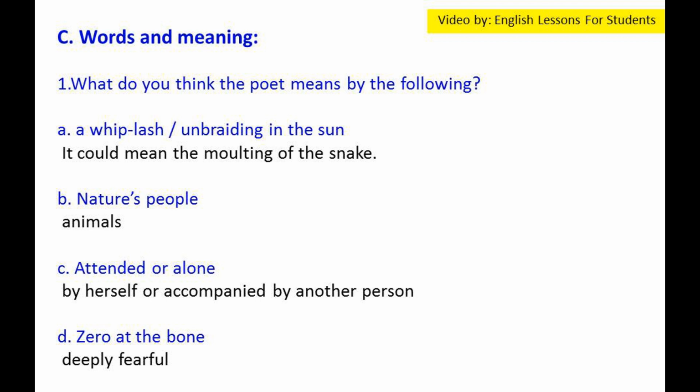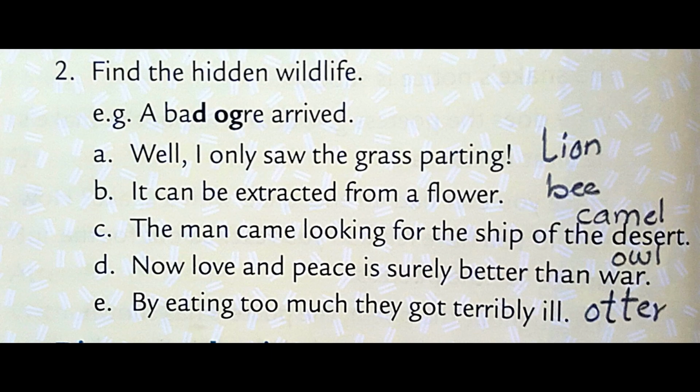C. Words and meaning. 1. What do you think the poet means by the following? A. Whiplash, unbraiding in the sun. Answer. It could mean the molting of the snake. B. Nature's people. Answer. Animals. C. Attended or alone. Answer. By herself or accompanied by another person. D. Zero at the bone. Answer. Deeply fearful.